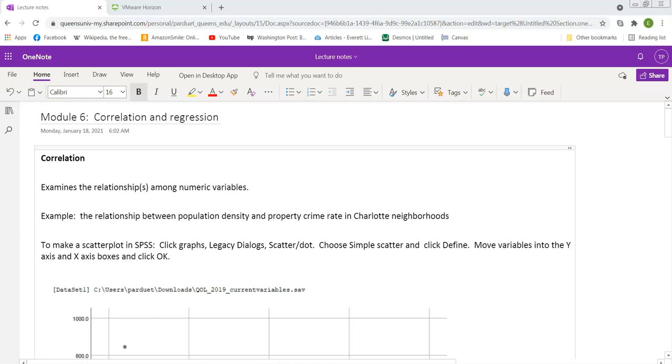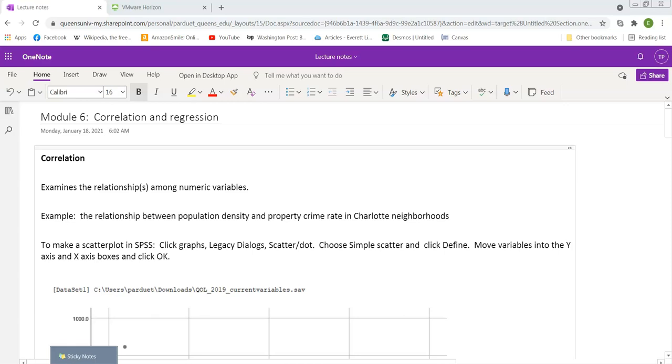Everybody, welcome to the first lesson for Module 6. Module 6, which we're going to be in for a couple weeks, is on correlation and regression. This is a topic that we could spend an entire semester on, so we're only going to scratch the surface of what we could be doing. So we're going to start with correlation.